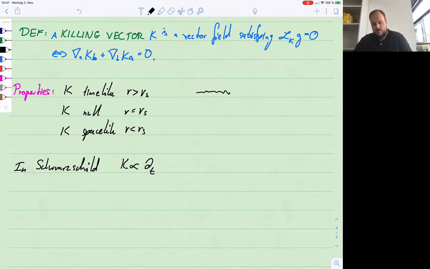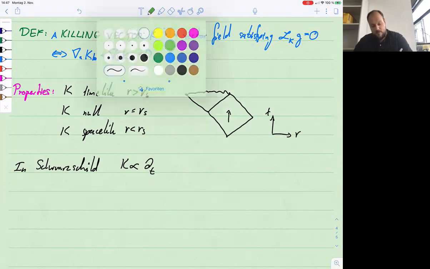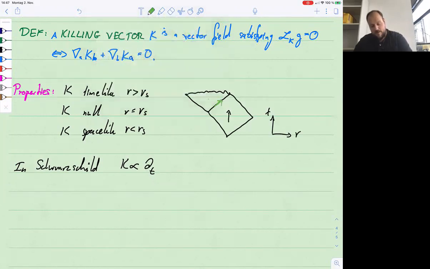So when we look at the Schwarzschild patch, the Killing vector here is time-like. We have t, we have r. It is null at the horizon, and it is space-like here. This space-like property is actually an integral ingredient in the Hawking effect, because the Hawking effect involves this particle production, and one particle falls inside and becomes a negative energy particle. That's what you might have heard sometimes.